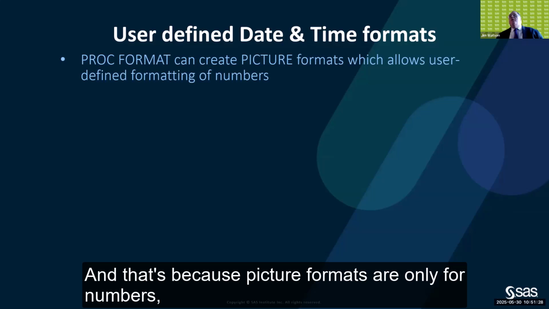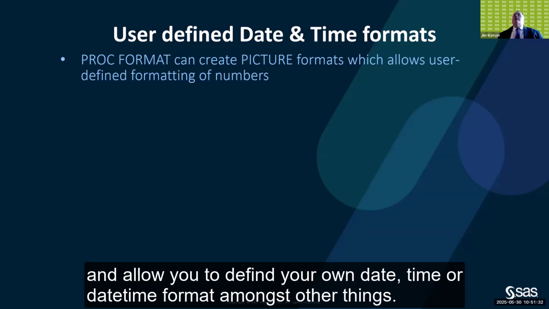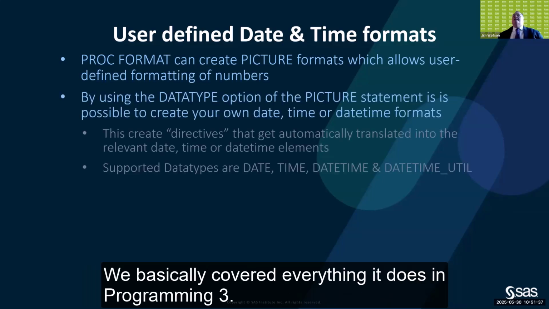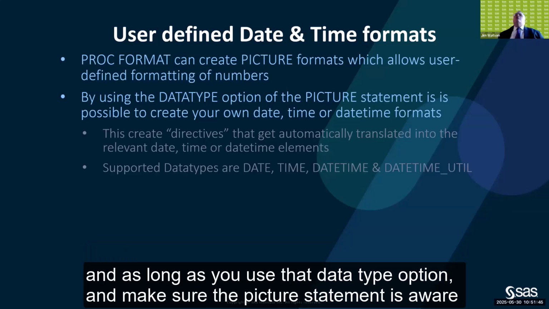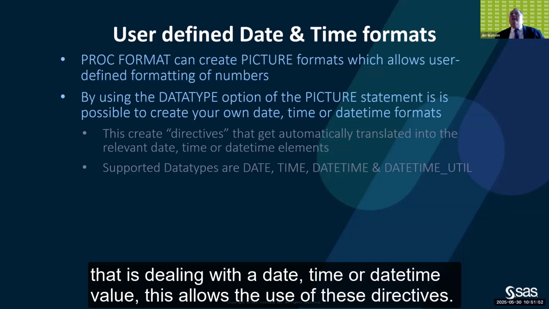And that's because picture formats are only for numbers and allow you to define your own date, time, or datetime format, amongst other things. We basically cover everything it does in Programming 3. So we use a picture statement for this, not the value statement you might be familiar with. That's a bit too primitive for our needs. And as long as you use that data type option and make sure the picture statement is aware that it's dealing with a date or datetime value, this allows the use of these directives.